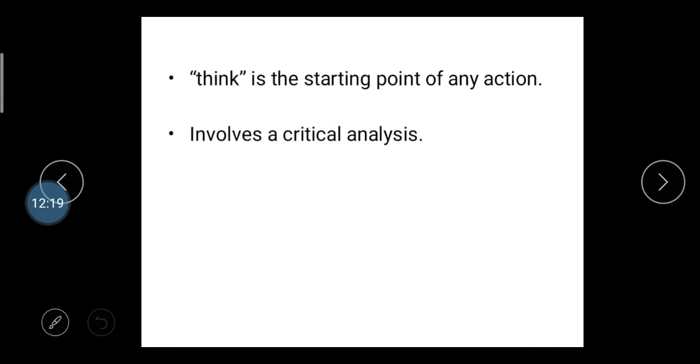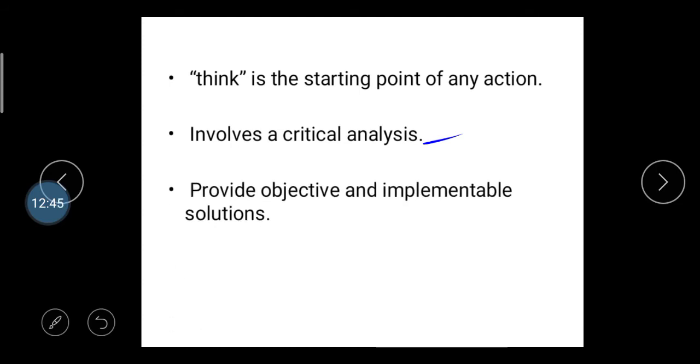So it involves a critical analysis. In unit number 4, you have to discuss critical thinking and creative thinking. So critical analysis means what? First of all, you have to analyze what type of problem I will face if I do this type of new innovation, and try to solve this problem. This is critical thinking. Critical analysis then provides the objective and the implemented solution. If you face any problem, you have to think about it and try to solve it as early as possible.